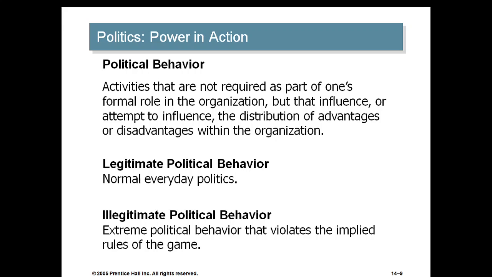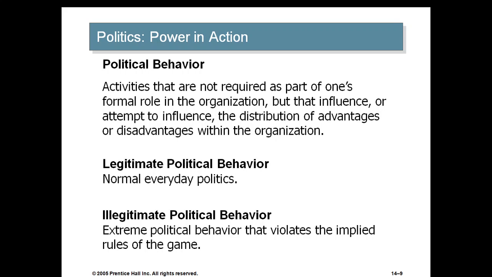I've been your trusted lieutenant. So please ensure this will be a help I need. So that is a political behavior. When the boss ensures that this employee is not to be sent to that geographic location, it's an exercise, an application of power resulting in a political behavior, right? So that's what we mean by activities not required as a part of the formal role, but then they influence the behavior of the people during the distribution of advantages or disadvantages within the organization.